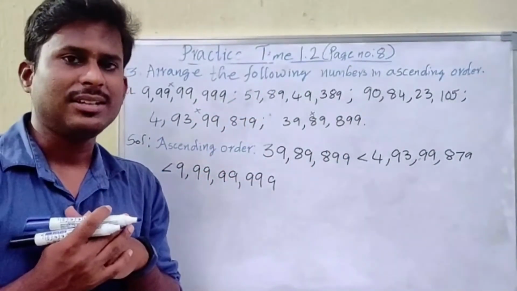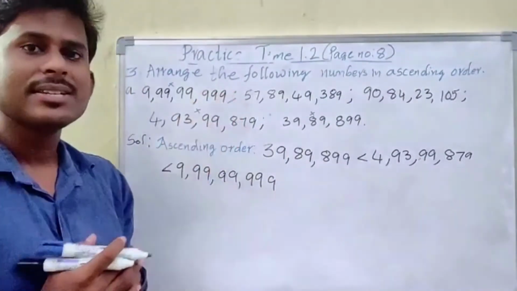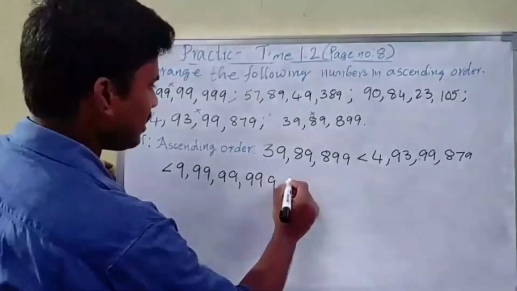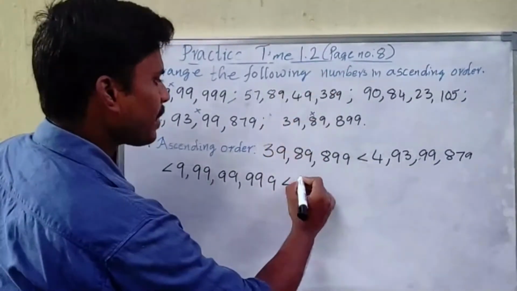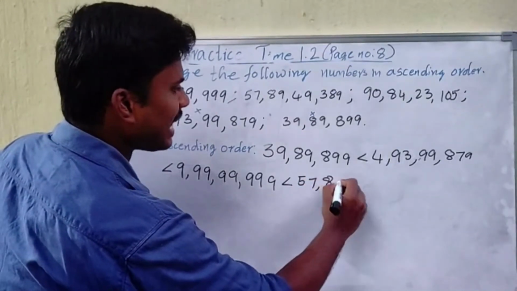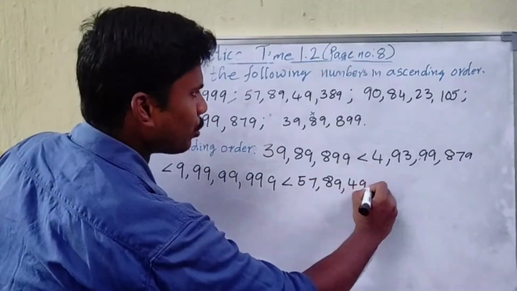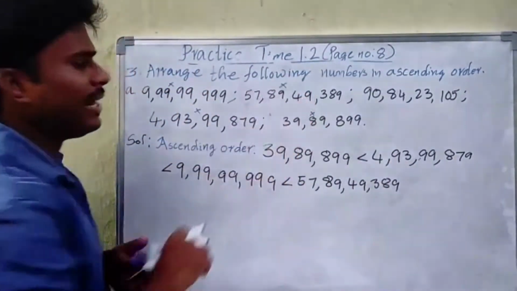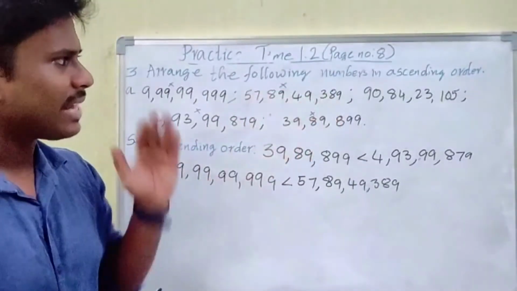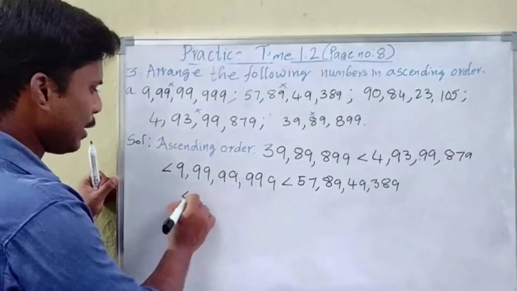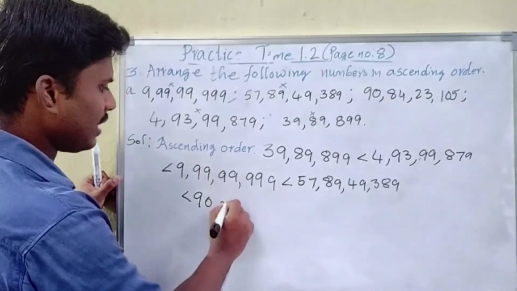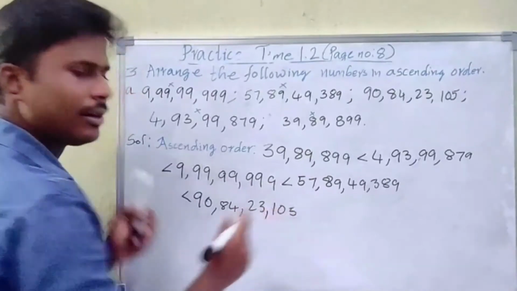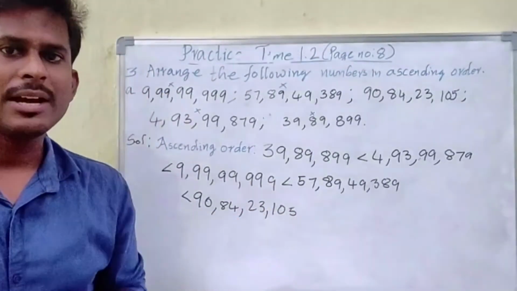So which digit is smaller? 5 is smaller. So this number will become the smaller number. I am writing this, which is less than 57 crore 89 lakh 49,389. And the last leftover number is only one number, that is 90 crore. So I am writing less than 90 crore 84 lakh 23,105.